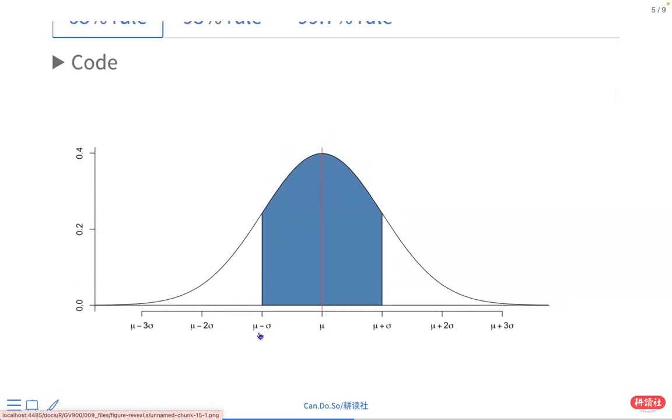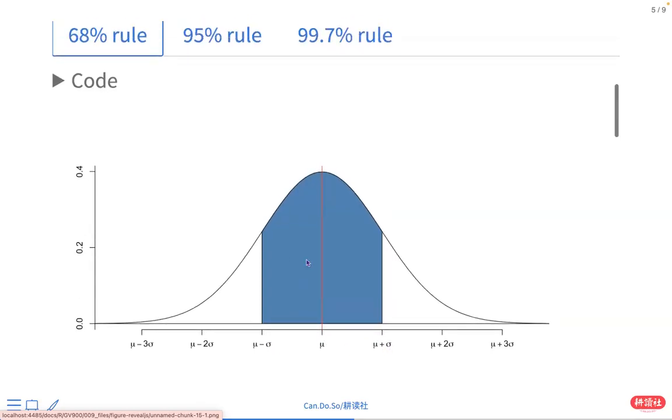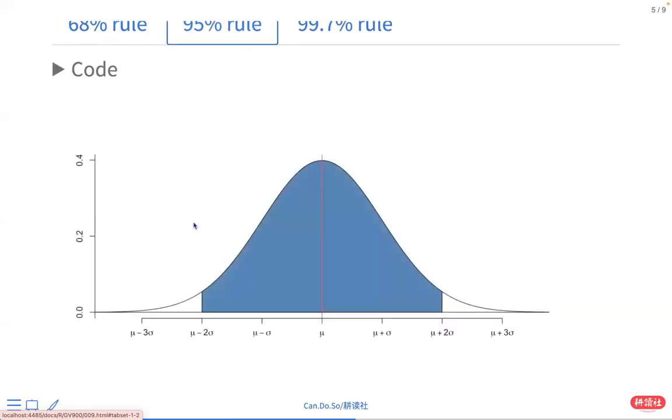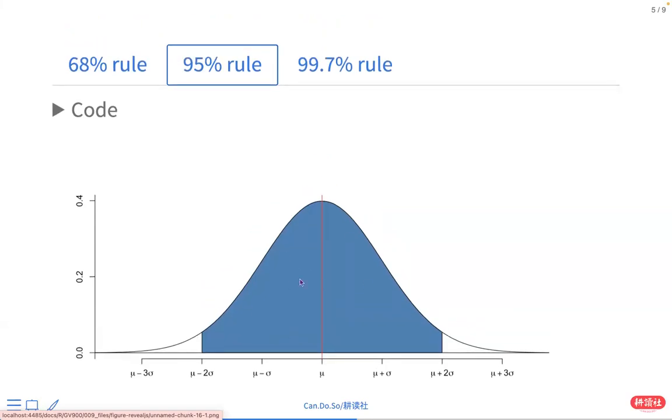Here I use a standard deviation symbol to show that here is the mean, here is the mean minus one standard deviation, and here is the mean plus one standard deviation. So this part is 68%. And this part is two standard deviations from the mean, so this part is 95%.